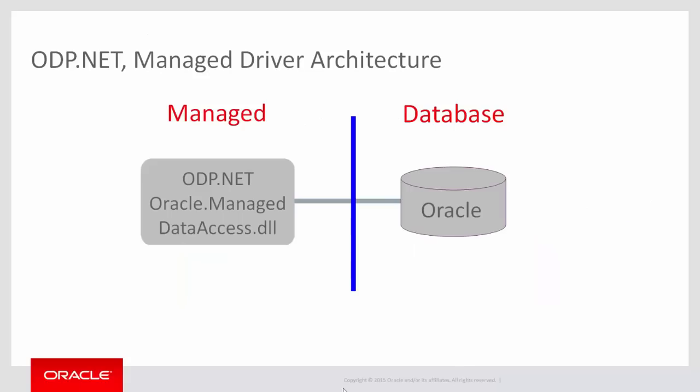So we've introduced the managed ODP.NET driver, which we call ODP.NET managed driver. And you can see from this architecture picture, it's much simpler. We have a single DLL. In most cases, we'll have a single DLL. I'll explain a little bit later when you need one or two additional DLLs. But in most cases, you're going to have a single DLL. It's called Oracle.ManagedDataAccess.dll, and that will connect directly to the Oracle database.